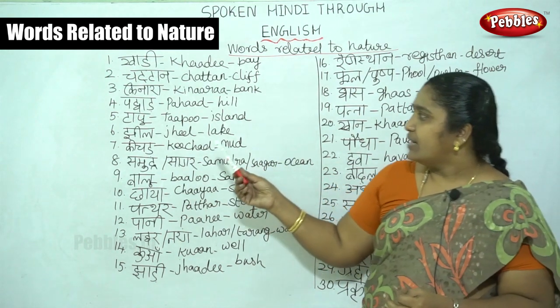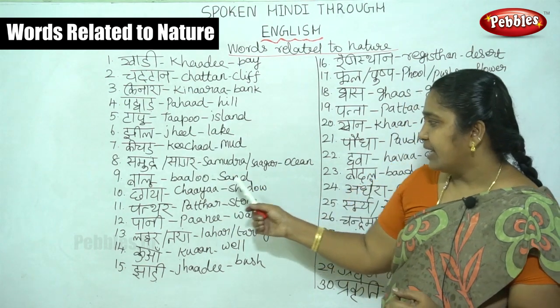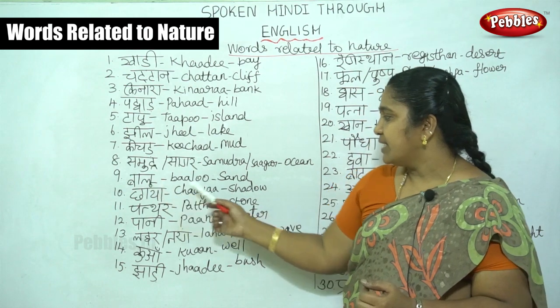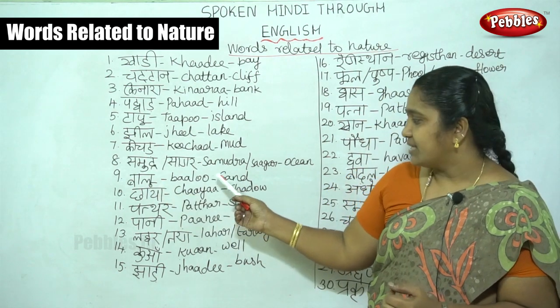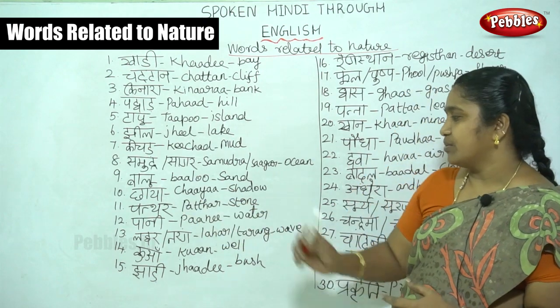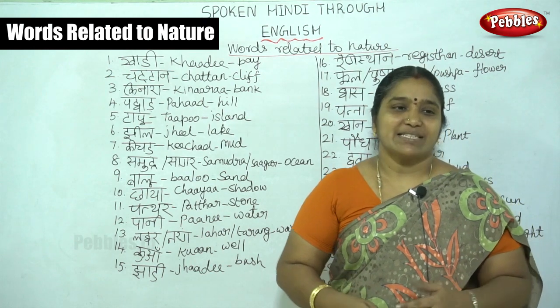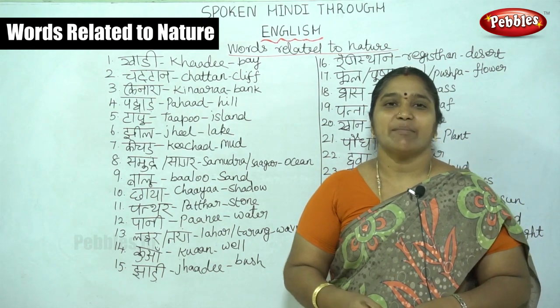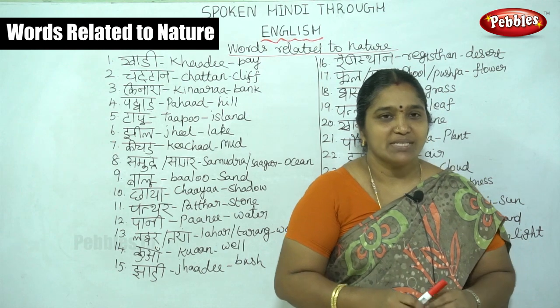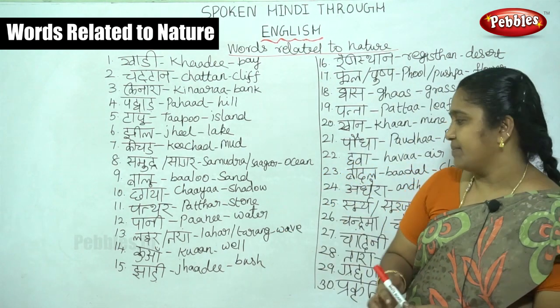Ocean here. Samutra, Sagar, ocean. Then Balu. Balu is sand. Then Chaya. Chaya means shadow. Ped ki chaya mein hum baith sakte hain means we can sit in the shadow of the tree.